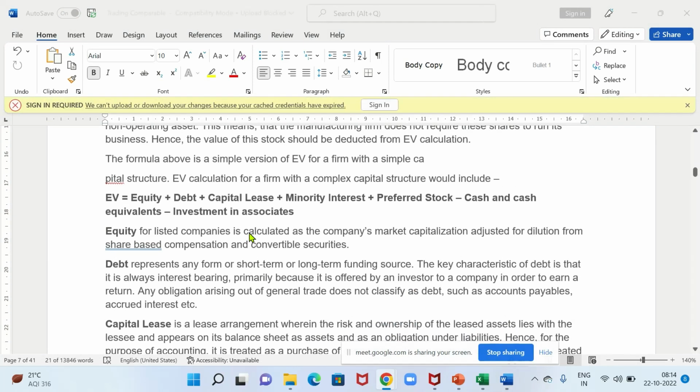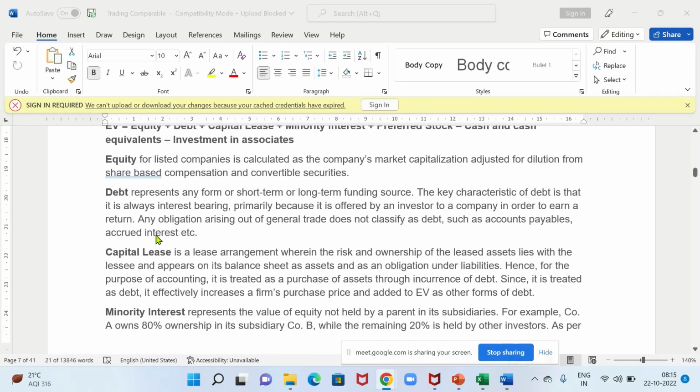Enterprise value is basically market cap, which we also call equity value, plus total debt plus capital lease plus minority interest plus preferred stock, less cash and cash equivalents and less investment in associates. I'll give you more perspective for each of the line items. Probably you can have notes also, but trust me, understanding this equation is the entire game for investment banking.